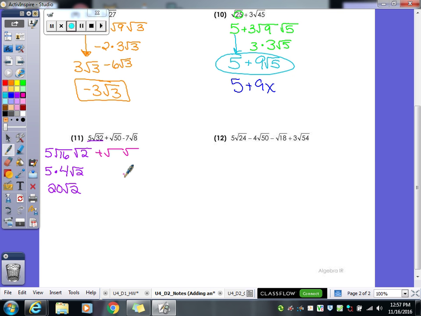Now let's go to the 50. What's our perfect square that goes into 50? 10's not perfect. All right, a couple people say it. 25. 25 times 2. What is the square root of 25? So we get 5 radical 2, and there's nothing to multiply the 5 times. So that stays as 5 radical 2.